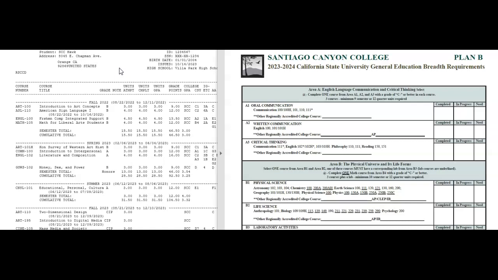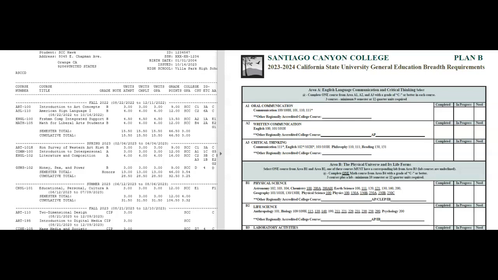Okay, next I'm going to show you how to fill out your Plan B. This is an example for students who are transferring to the California State University system, for example, Cal State Fullerton. First, we're going to identify the column that you will be following, and I will go over that again. For Plan B here, you will be following this column here. That is the column that you should be following and identifying the different areas there.